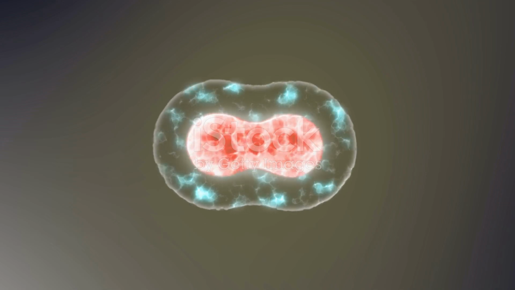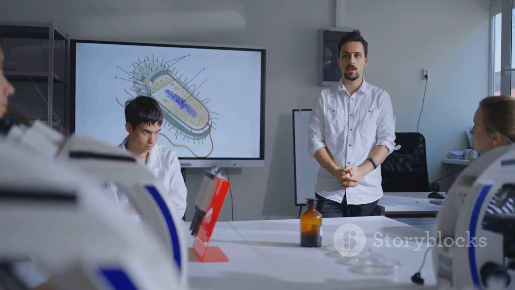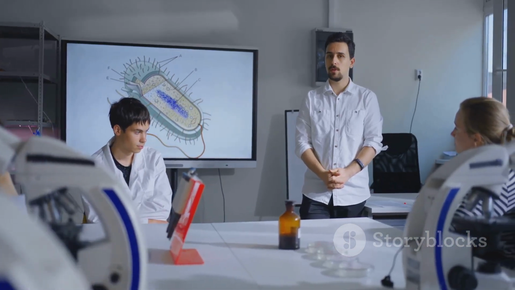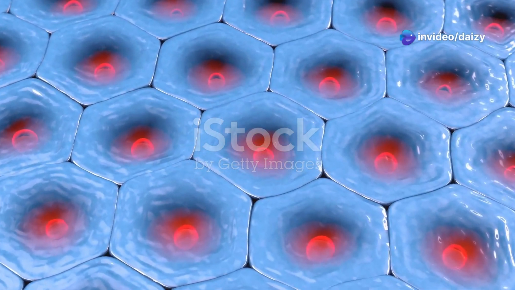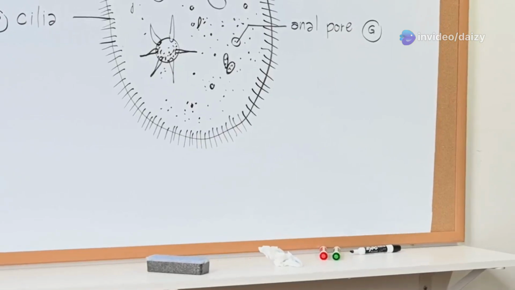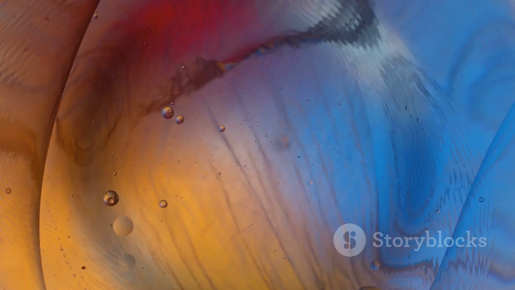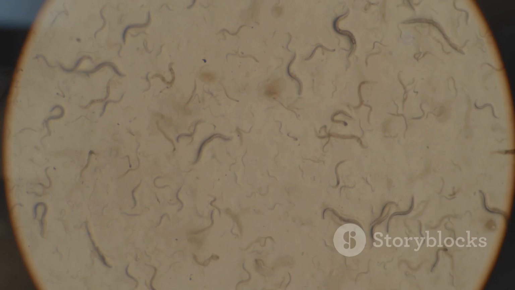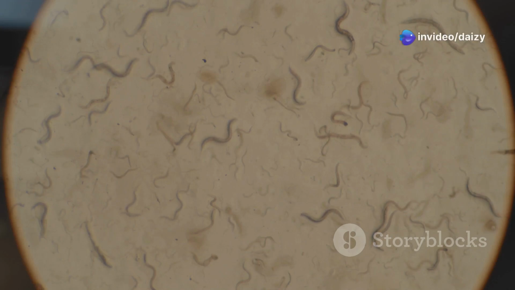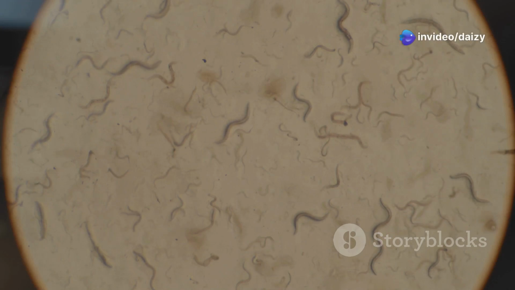And now that we've established the awesomeness of cells, let's talk about a fundamental concept in biology: the cell theory. This theory is like the bedrock upon which our understanding of life is built. The cell theory states three main things. First, all living organisms are made up of one or more cells. That means whether you're a tiny bacterium or a giant blue whale, you're made of cells.